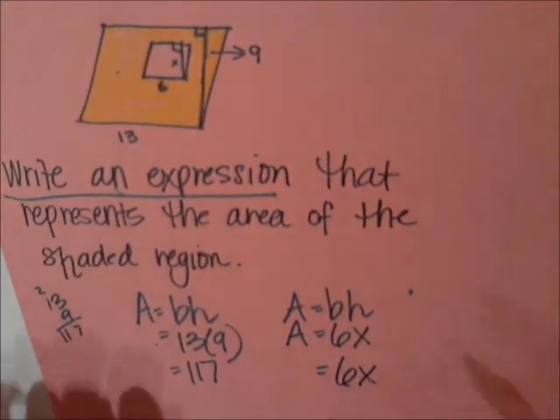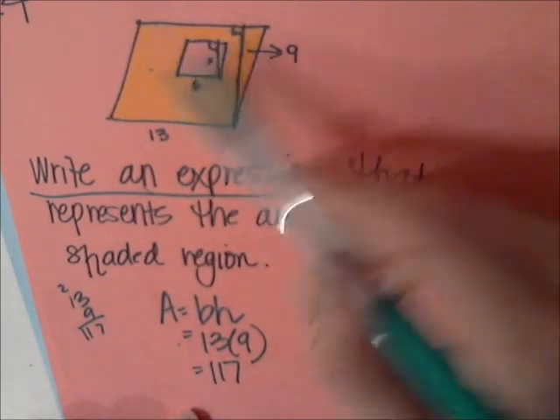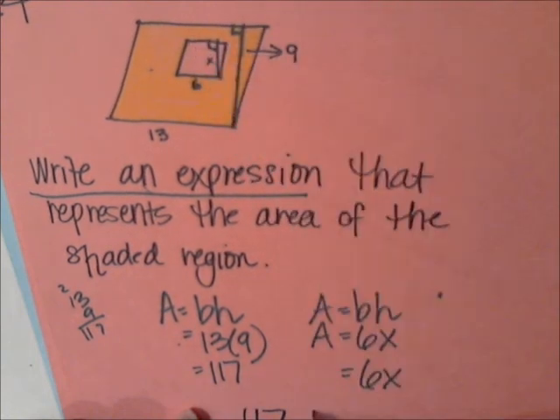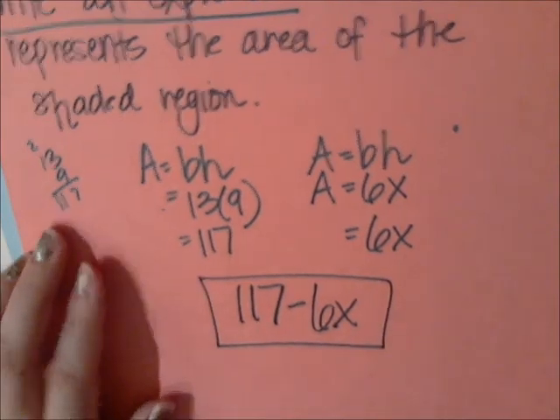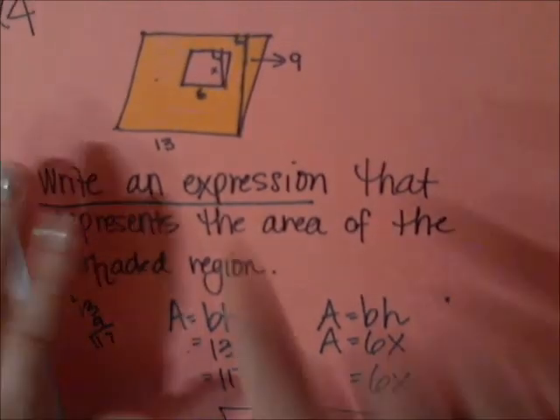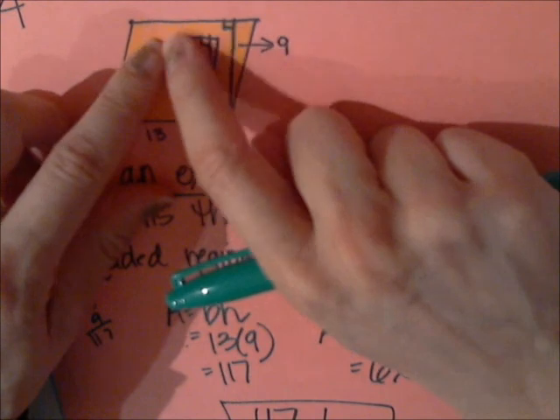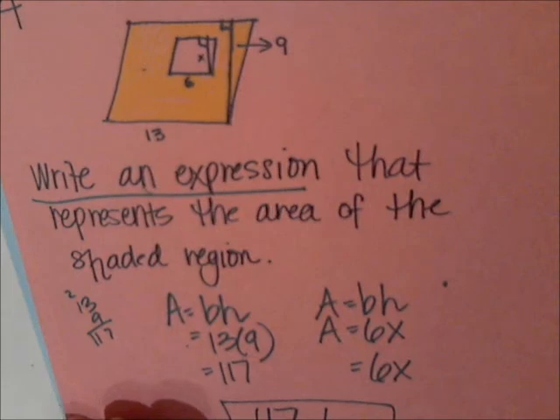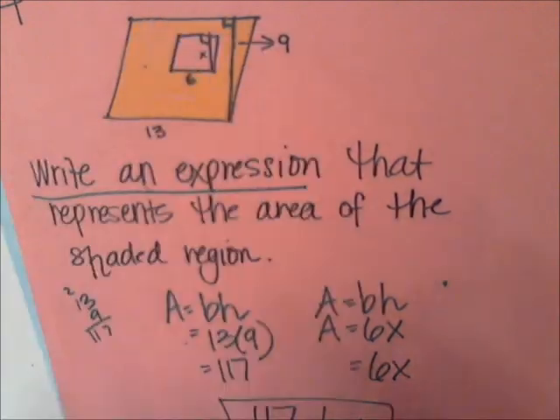So really, to find the area of this yellow area, I need to take 117, which represents this whole thing, and take away 6x. Is that an expression? Yes, it is. That's as far as we can go for now, because we don't even know what x is. Let me review how I did that. I found the area of the larger parallelogram. I also found the area of the small little parallelogram. It's almost like I cut out a little hole: I take out that piece, I subtract it, and that gives me the shaded area.